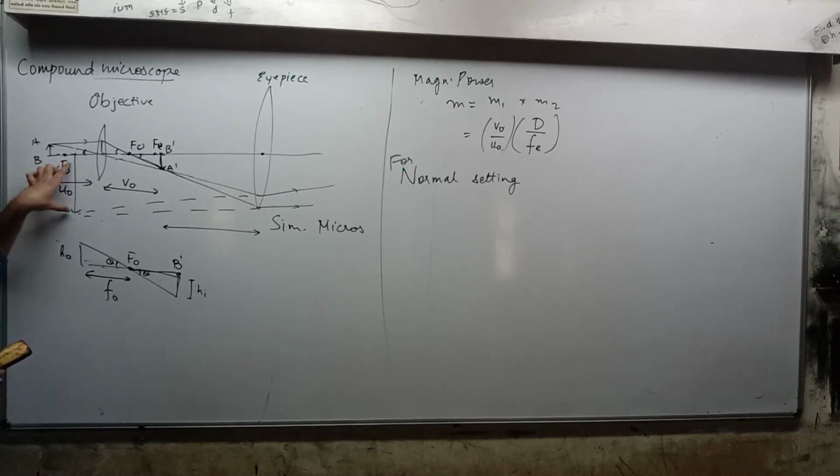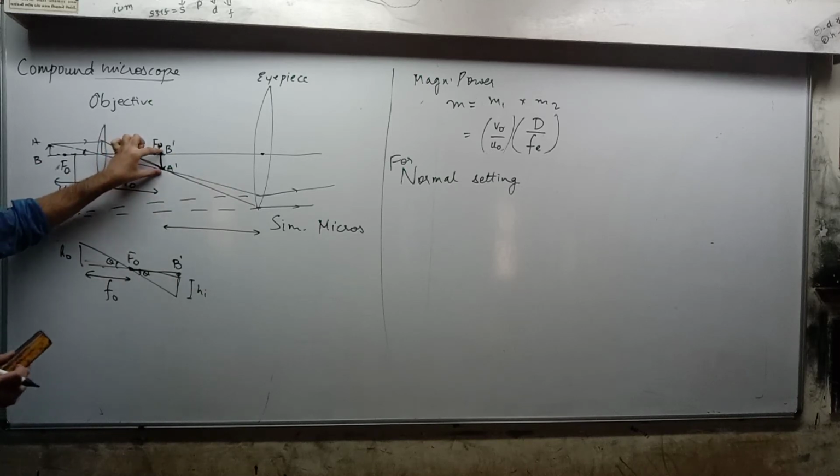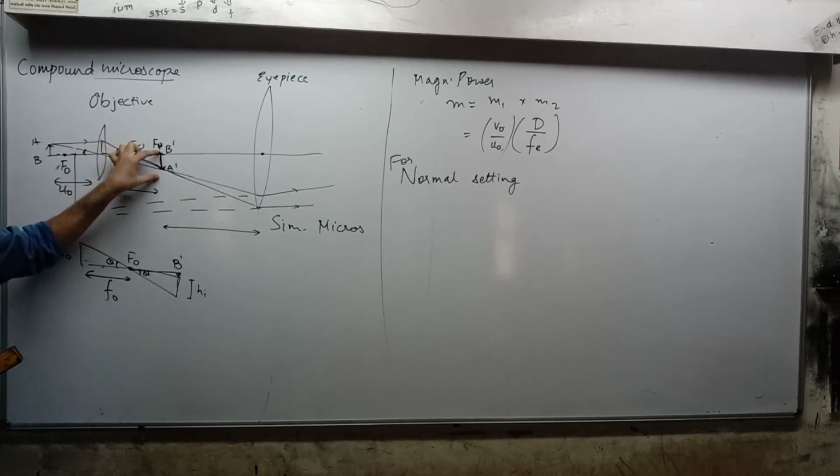Which lens made this image? The eyepiece. Now, to get the final image at infinity from the eyepiece, where should this object be? At the focus. Very good.